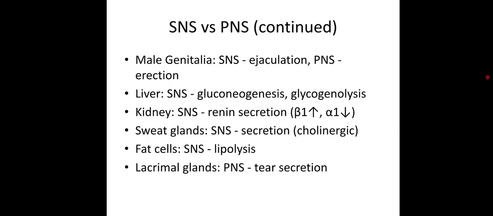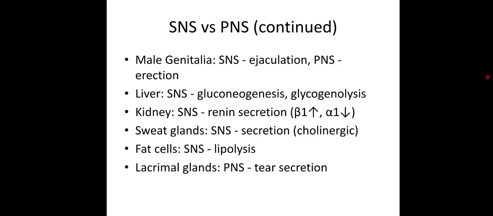What about the kidney? In the kidney, during the emergency state, when the sympathetic nervous system is activated, there will be release of renin because of the action on beta receptors, stimulation, and inhibitory action on the alpha 1 receptor. And then, because of the increase in renin, there will be vasoconstriction and increase in the blood pressure.